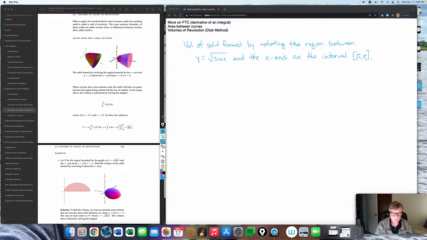Okay, that's our problem. Now, why pi? Well, because the square root of the sine of x hits the x-axis at exactly the same place where the sine of x hits it, at pi. Okay, so here's our region over here, and when we rotate that around, it looks like a football.